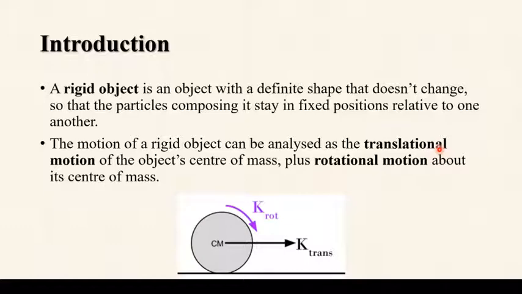As shown in the diagram, the object can move in a straight line and it can rotate at the same time. A typical example in our real life is a moving car. So why can a car move? Because of the tire, the rolling tire. When the tire is rolling, turning, the car can move in a straight line. So it is a combination of translational motion and rotational motion at the same time.